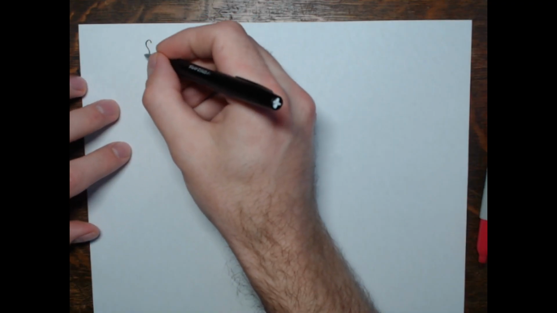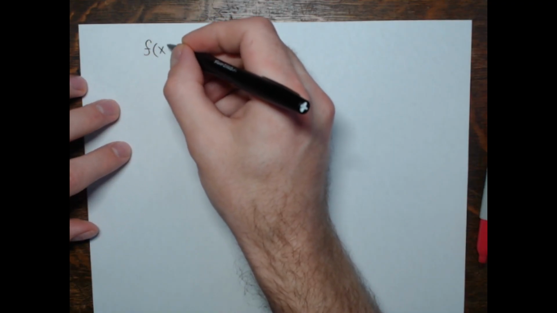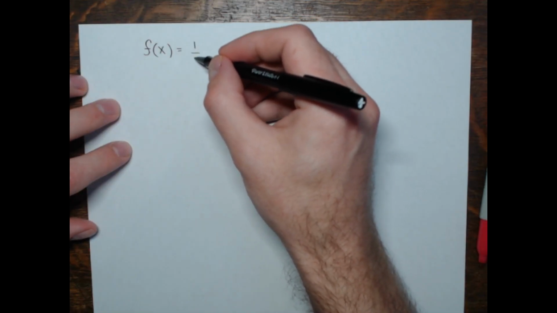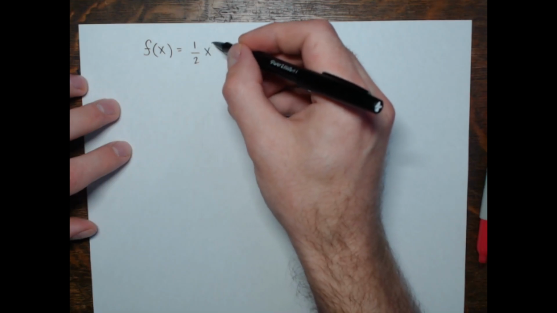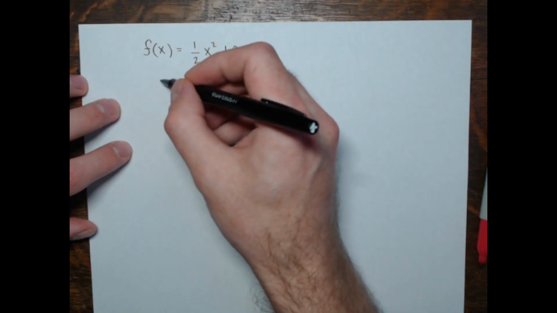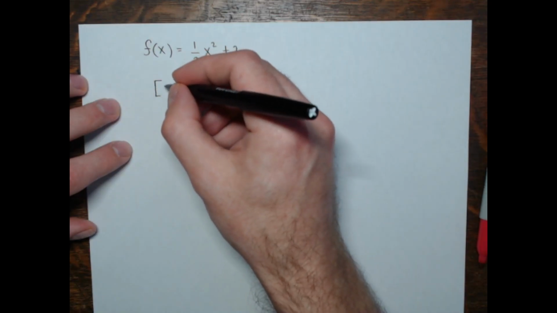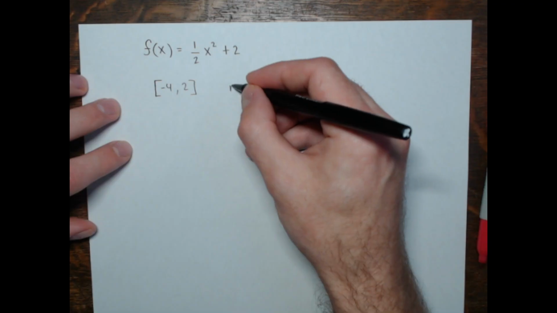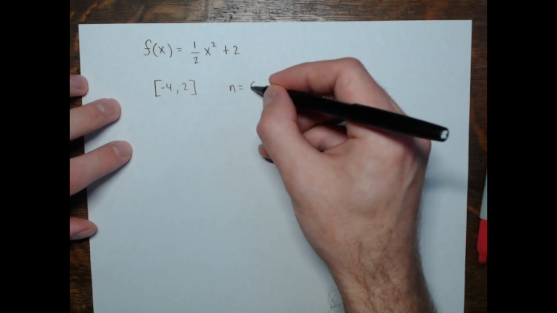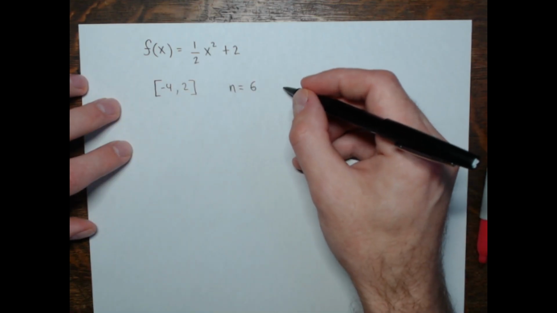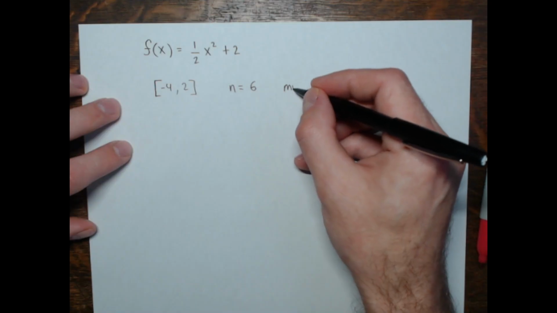So this time the function is 1/2 x squared plus 2. We're on the interval from -4 to 2. They're asking us to use 6 rectangles, break this into 6 pieces, using midpoints again.